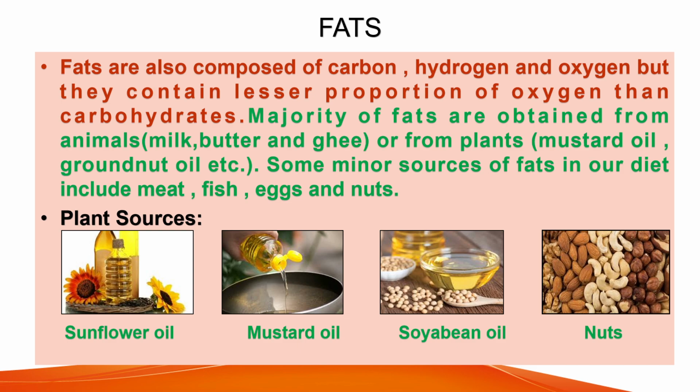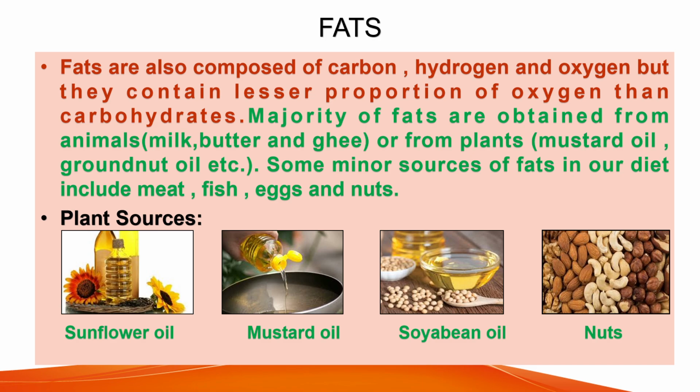Now, in this part, we will start with fats. Fats are also composed of carbon, hydrogen, and oxygen like carbohydrates. But friends, they contain comparatively lesser proportion of oxygen than carbohydrates. उनमें ऑक्सीजन का अमाउंट कम होता है in comparison to carbohydrates.